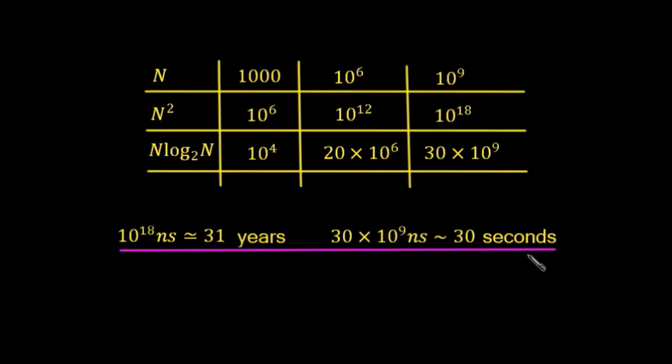So you can see here then that by using the fast Fourier transform, we've taken something that would take 31 years, which would now take only 30 seconds. So you can see here the amount of savings that we have by using the fast Fourier transform.